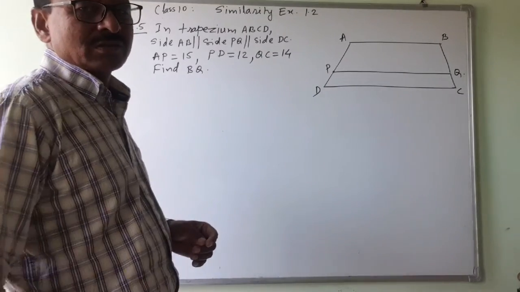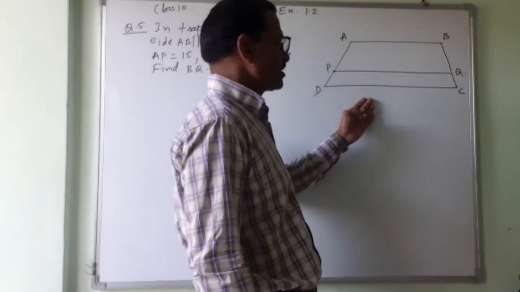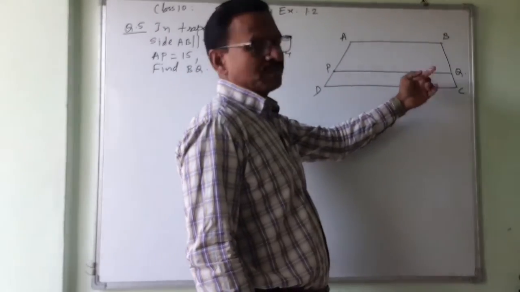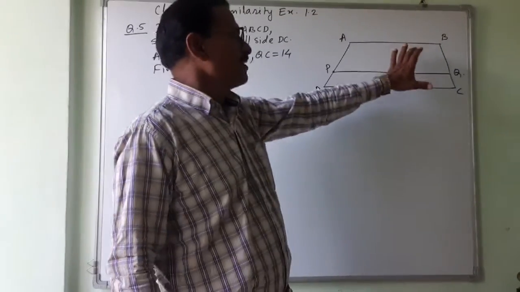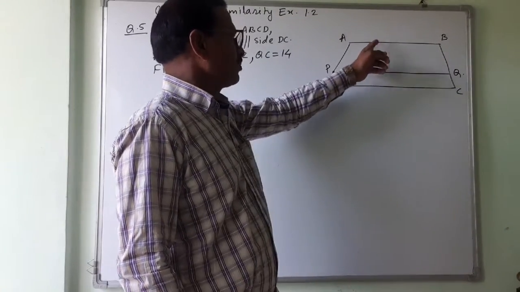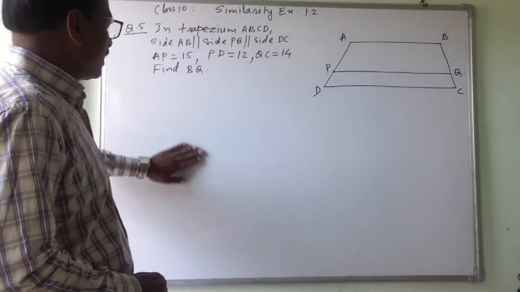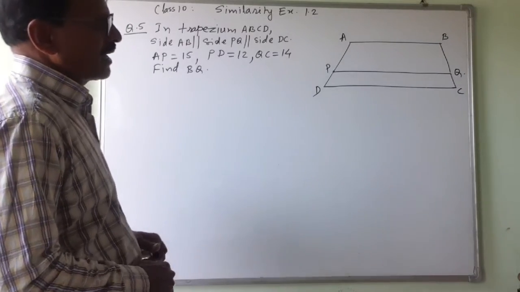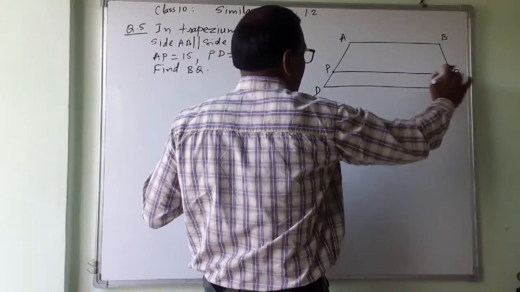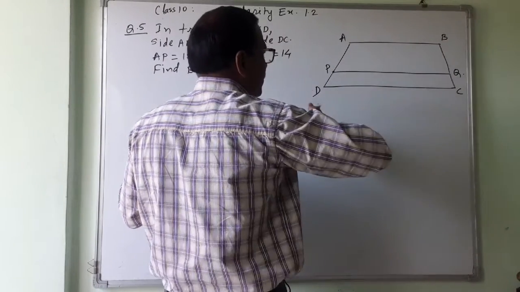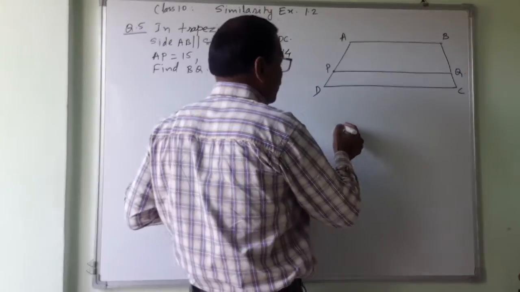Trapezium means what? The quadrilateral whose two sides are parallel. These two sides are parallel, so it is a trapezium. And PQ is another segment intersecting AD and BC, and it is also parallel to all of them. So we have seen one property, that three parallel lines and their two transversals. See that these three are the parallel lines. This one and these two is their transversal. So the figure will look like this.